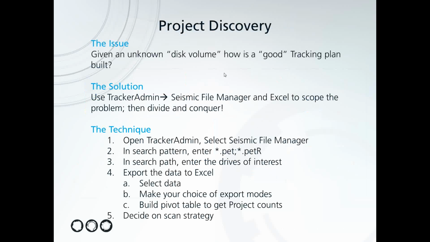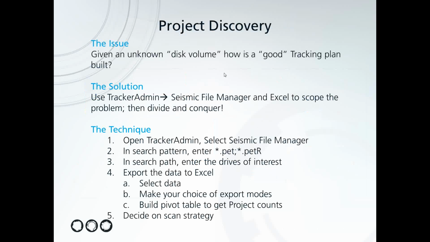So one of the very first things you do in trying to figure out what's happening in your Petrel environment would be a project discovery. The issue you would have at that point is that you've got this unknown disk volume and you're trying to figure out a good tracking plan for it. The way we recommend doing that is in Tracker version 4, and of course it's carried forward to version 5, there's a tool built in that really allows you to check your bulk data against the database. But since it's a scanning tool, there's a clever little way to use that to get an idea what's going on in your disk volume.